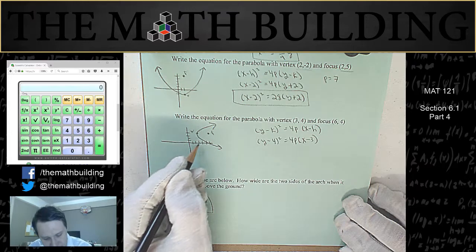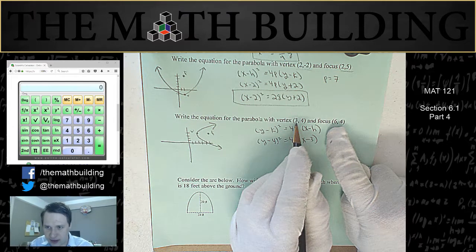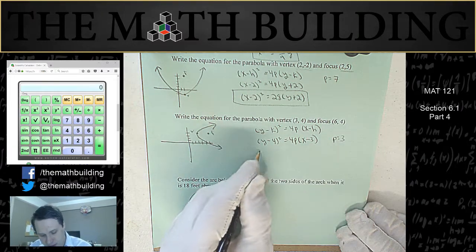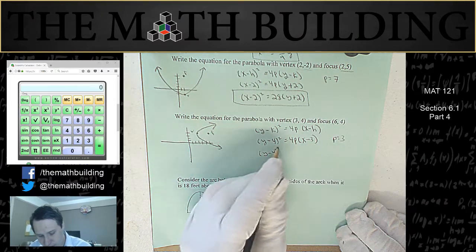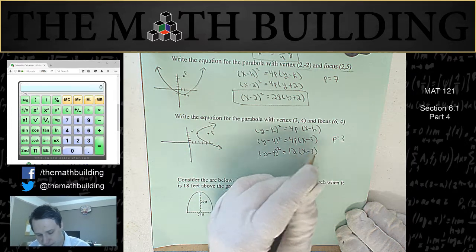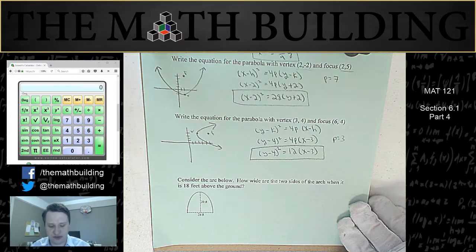Now what is the p distance? You can tell from the two points that this point is going to be 3 to the right over. So p equals 3. So the answer is (y - 4) squared equals 4 times 3, which is 12, (x - 3). So hopefully you're starting to get the hang of how all of this information fits together.